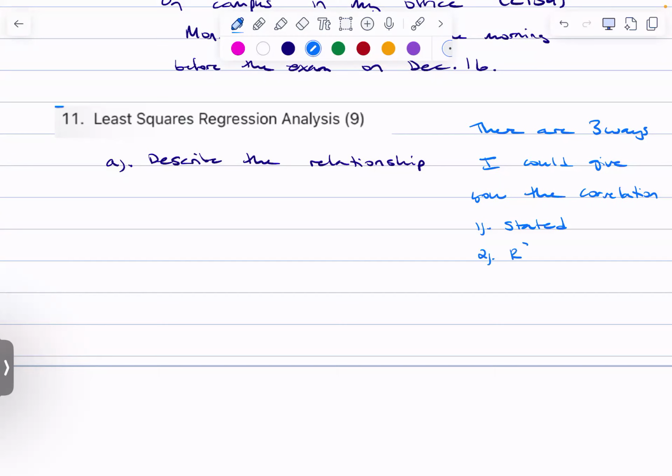Or I could give you R squared and you have to calculate the correlation, right? But the correlation is the plus minus square root of R squared, right? So you have to know that. And there's a practice problem in the practice for the final so that you can see what it would look like. And you have to pick the correct sign depending on what the relationship is that you described, right? If it's positive, you have to pick the positive correlation, and if it's negative, you have to pick the negative one.